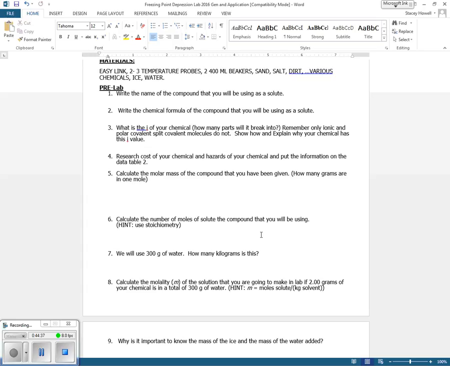So you're going to write down the name of the compound right here on number 1. You're going to do the chemical formula. You're going to decide the i. Now remember, if it has a polyatomic on it, it probably is ionic, and how many parts will it go into? Or if it's far apart on the periodic table, it's probably ionic. How many parts will it go into? If it's close together on the periodic table, what's the i? 1. i is 1. Okay?